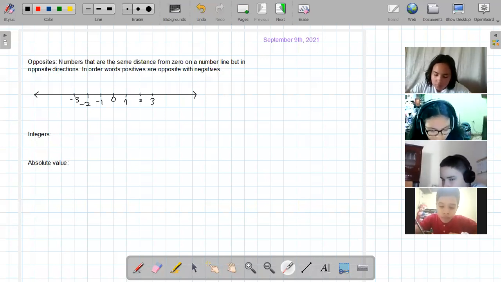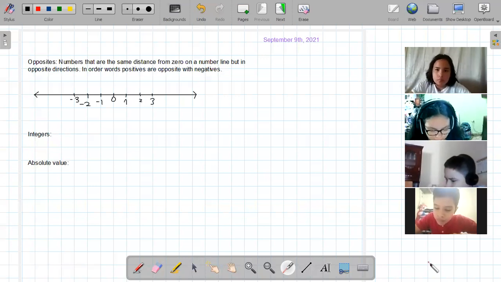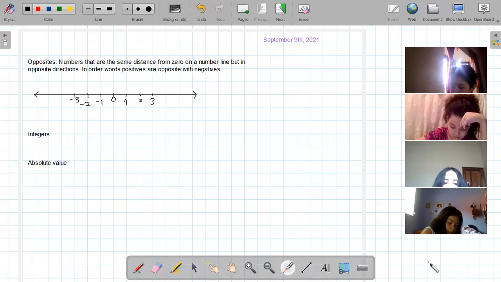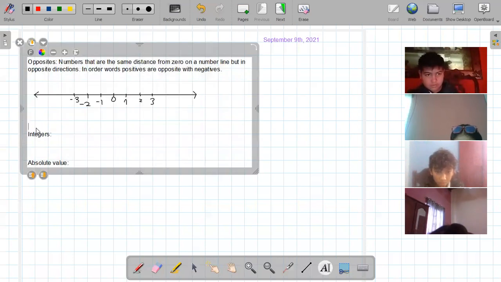It will get to a time where you have 0 positive or 0 negative. Right now, 0 is just 0 without a sign, okay? I'm not going to go into further explanation of why it is positive or negative right now. Maybe later. Okay, now that is opposite. Now let's continue with our definitions, okay?